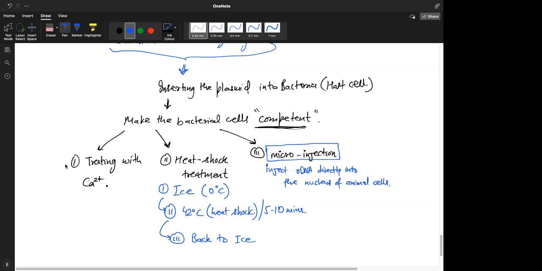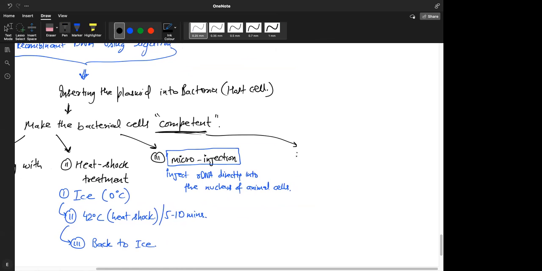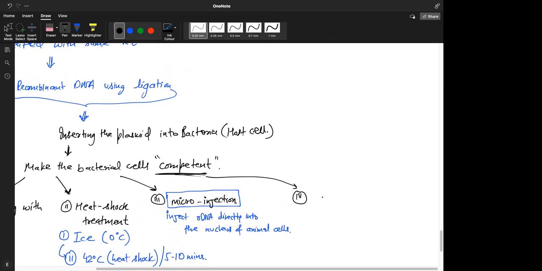Heat shock and treating with divalent cations are used mostly for bacterial cells. There is one more method which, if I'm not wrong, is mostly used for plant cells, and it's called a gene gun. It's also known as biolistics. It has come from the word ballistics. You know what ballistics is? Basically you are sending an explosive packed in something like bullets and missiles. So we are using a gene gun, and we call it biolistics.